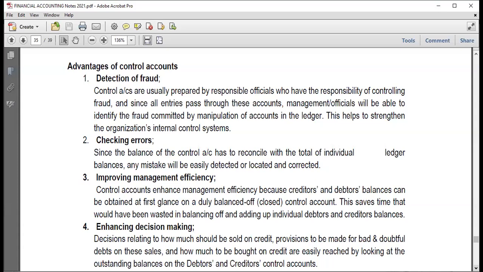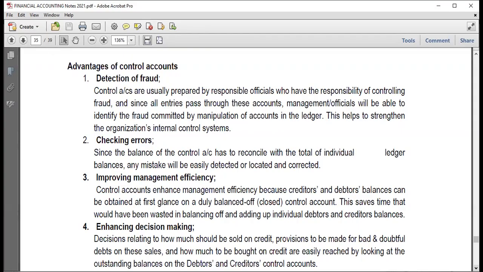So in case there are cases where maybe part of your staff committed some fraud, maybe they received money through their individual accounts, then the control accounts are able to help you find that out. Control accounts also help us in checking errors. Like you've seen, we've been able to reconcile between our control account and individual ledger balance by being able to correct the errors that had been made, okay? So that is the other advantage.